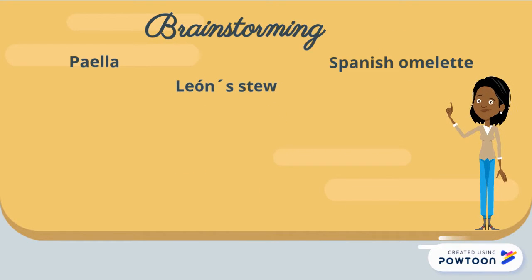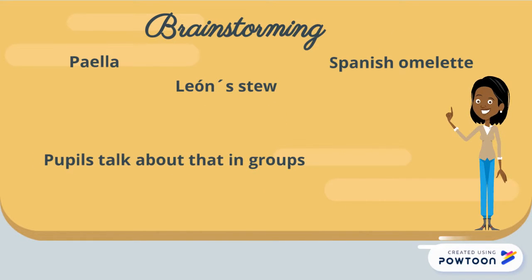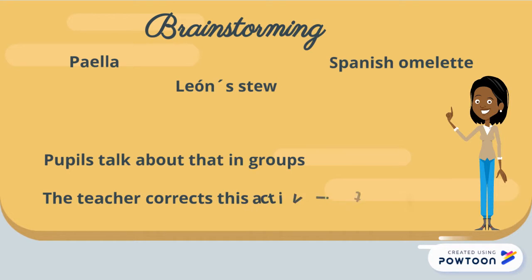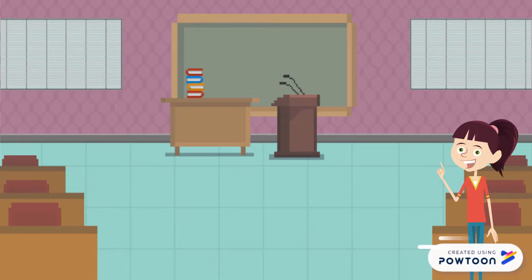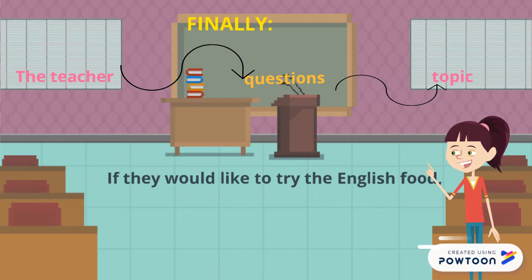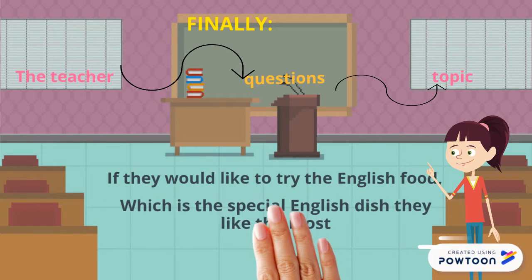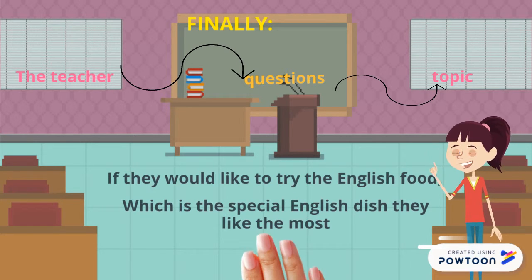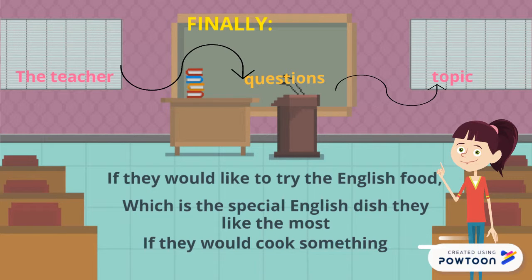And after that, pupils talk a few minutes about that in groups so as to share their ideas. Then, the teacher corrects this activity giving turns to each group so as to share with the rest of the class their thoughts. Finally, she asks some questions about the topic introduced by the listening, such as if they would like to try the English food, which is the special English dish they like the most, and if they would like to cook something.